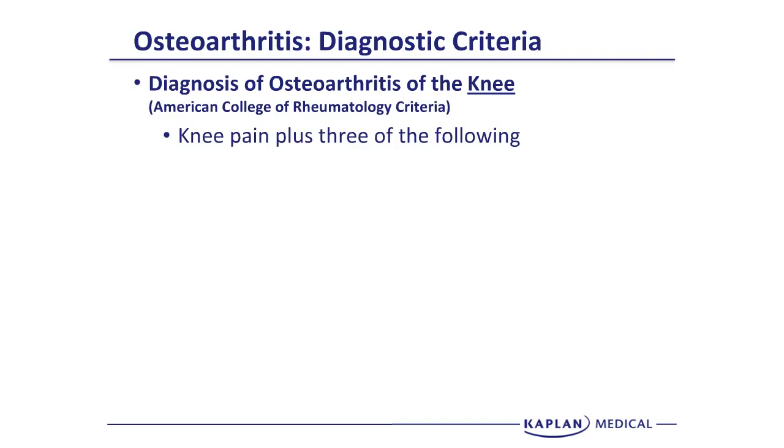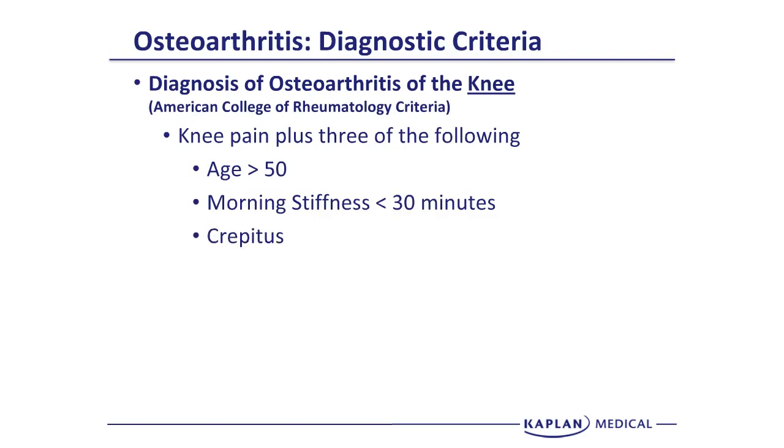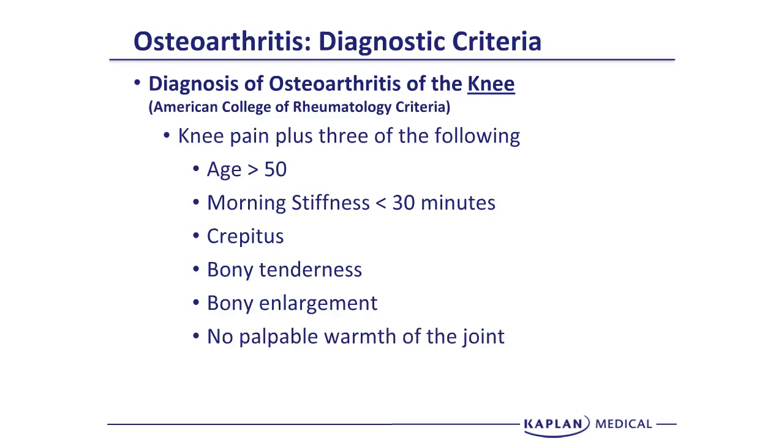Knee pain should be present if it's osteoarthritis of the knee that we're thinking about. Knee pain plus 3 of the following. Either the patient is greater than 50 years old, the morning stiffness is less than 30 minutes, there is crepitus of the joint, there is bony tenderness, so there's tenderness over the bone, there's enlargement of the joint, and there's no palpable warmth of the joint. Because if there were palpable warmth, that would be an inflammatory process. So 3 of those plus the joint pain usually would indicate osteoarthritis. And these are criteria put forth by the American College of Rheumatology, which is standard of care for rheumatology.